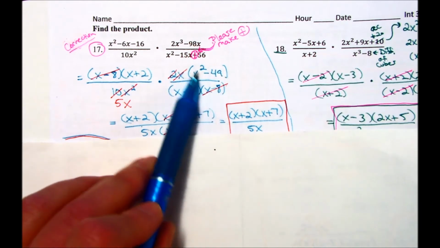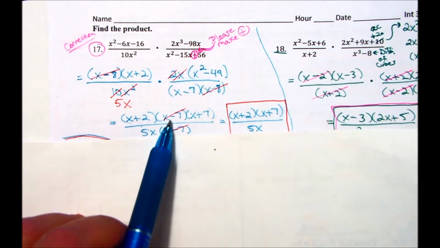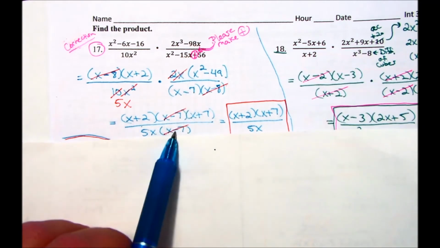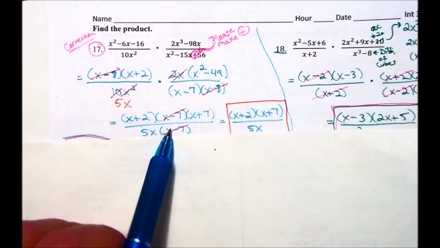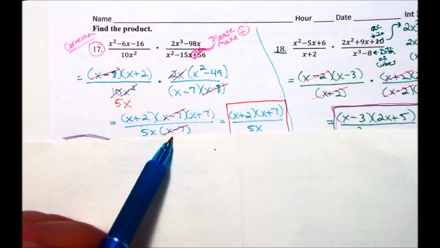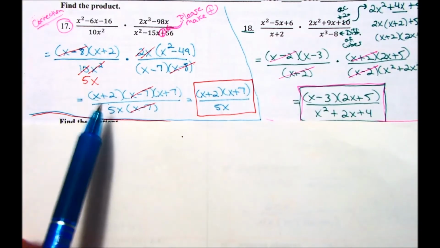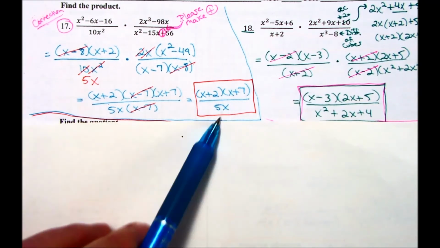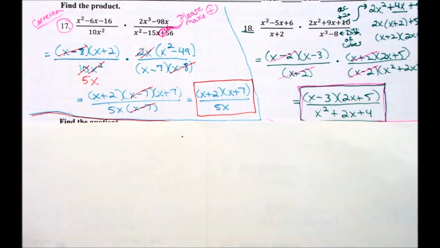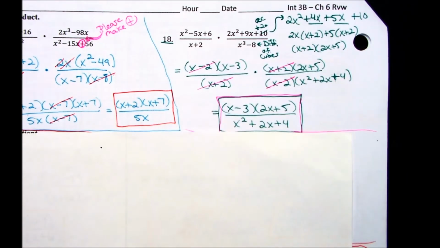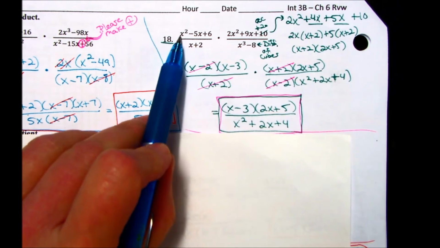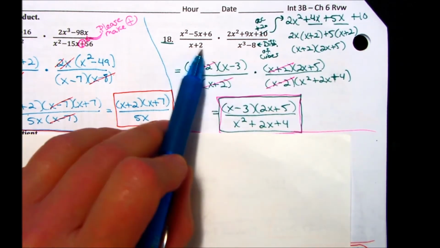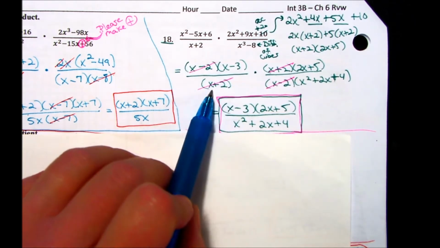The x squared minus 49 is a difference of squares, so that would factor into x minus 7 and x plus 7. And then I've got this x minus 7 from the denominator here that I brought down. But the x minus 7s can reduce, so what I'm left with now is x plus 2 and x plus 7 in the numerator and just 5x in the denominator. All right, so here's another one where we're factoring. This is a basic trinomial, can be factored into x minus 2 and x minus 3. This x plus 2 cannot be factored.